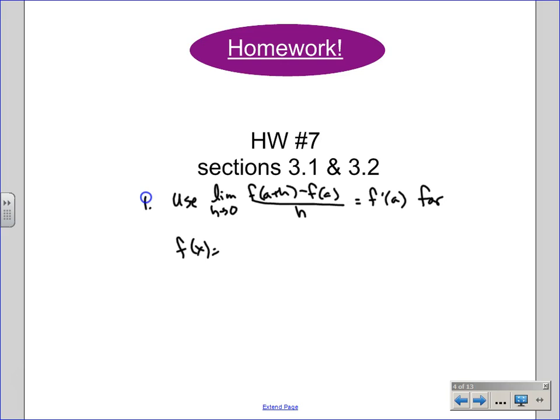f of x is equal to 1 over x. A is equal to 2. Do I want you to actually do it? Yes, please. Oh, come on. I'm not going to make you do too many. Calm, calm, calm. I want you to do it because that'll give you a deeper understanding of what's going on when you see something with something already plugged in.